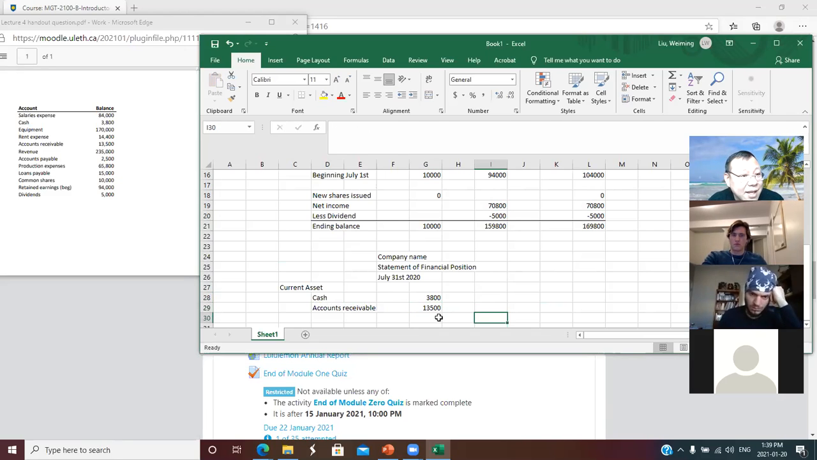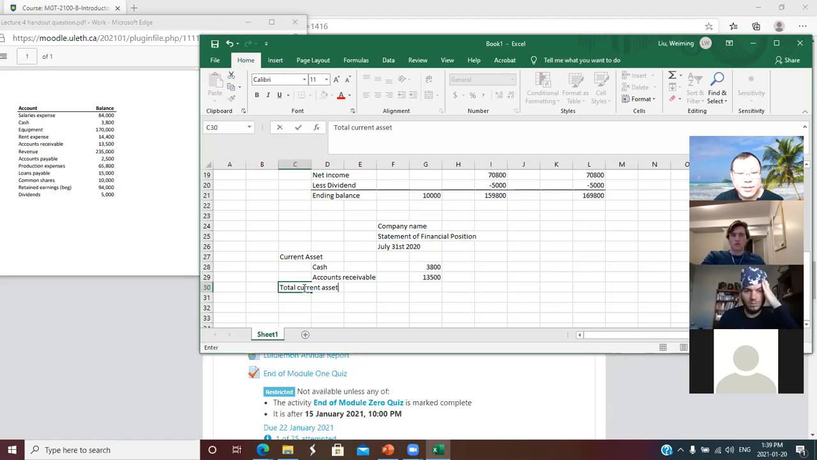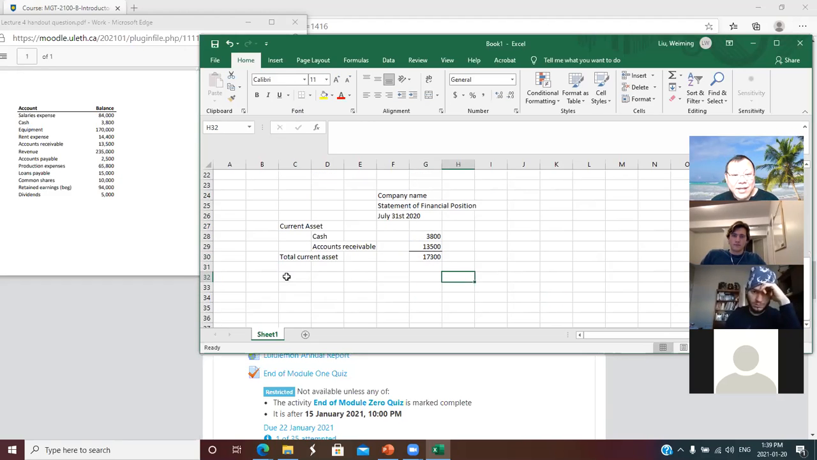What's the next? Is this all? That's all, right? So I will have a total current asset. That should be the two together, right? Okay. Now let's deal with non-current assets.